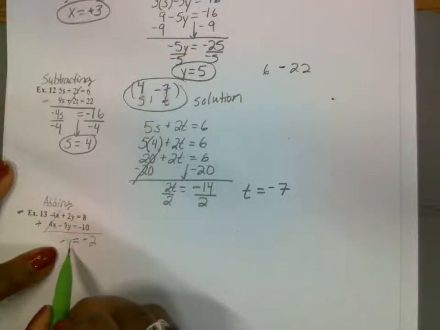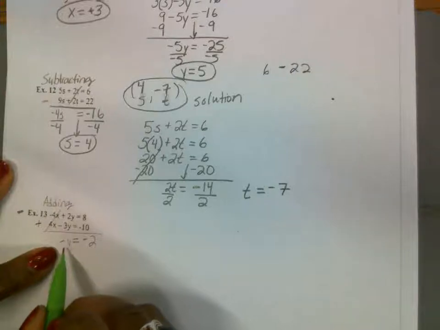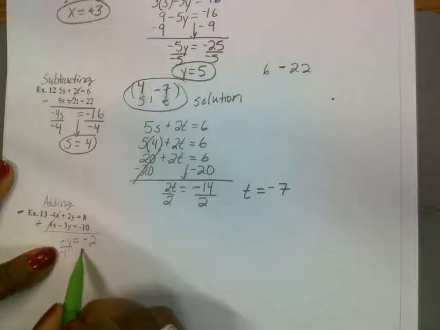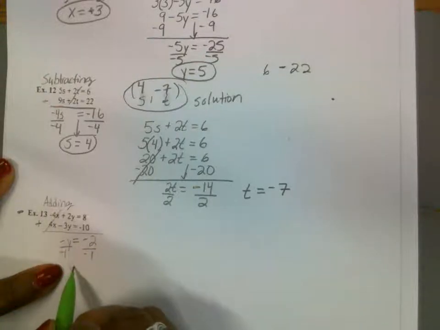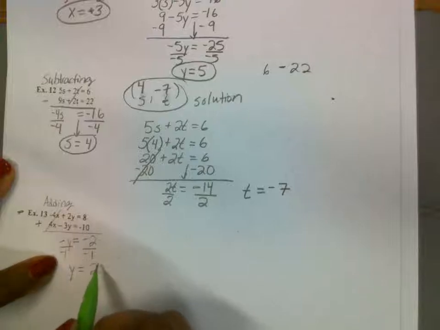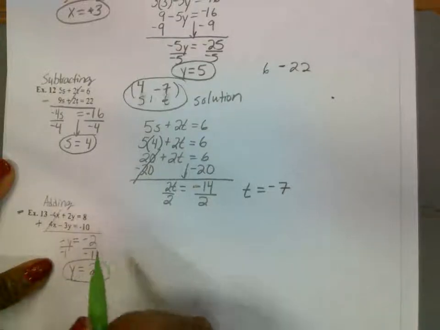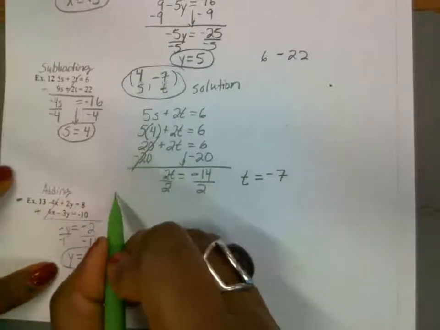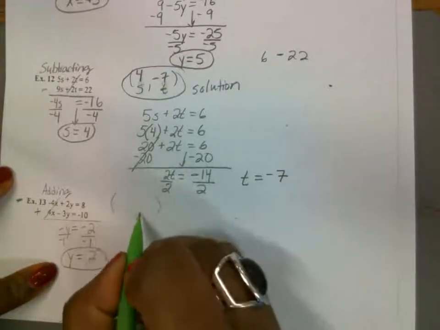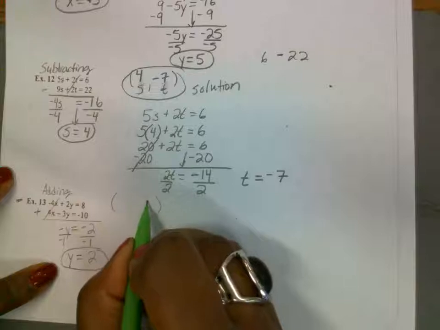To get rid of this negative so that it is at just y, isolate so you want just y. So you're going to divide by negative 1 on both sides. Okay. And this is going to give me y is equal to a positive 2. All right. So now you know what y is. You have a value for y. Your y coordinate is going to be 2.